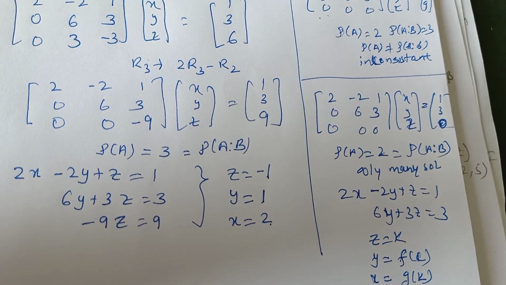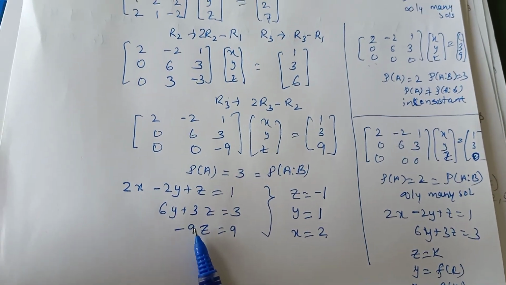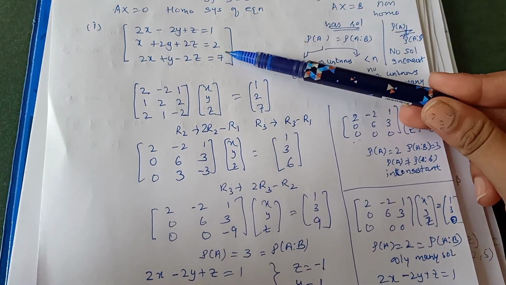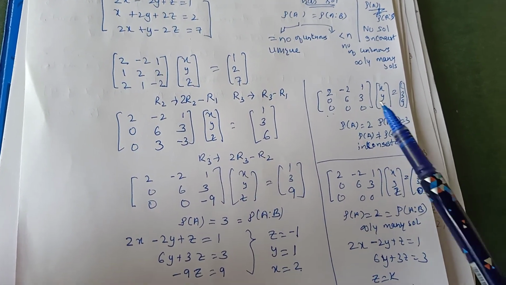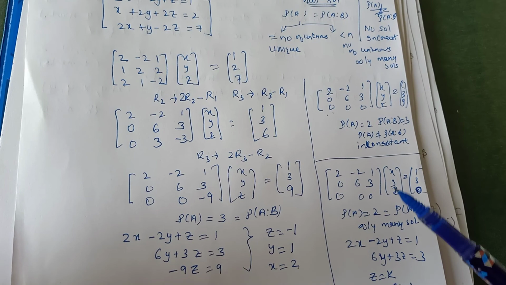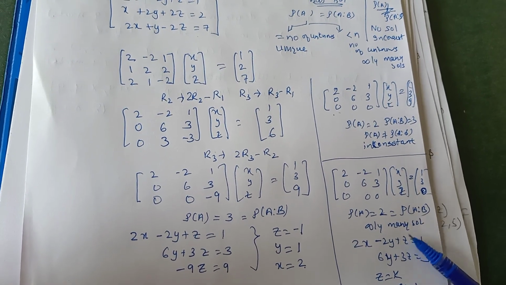So these are the three cases. First was the unique solution, which was the case of this example. Then I just modified it on my own to explain these two cases, inconsistent and infinitely many solutions.